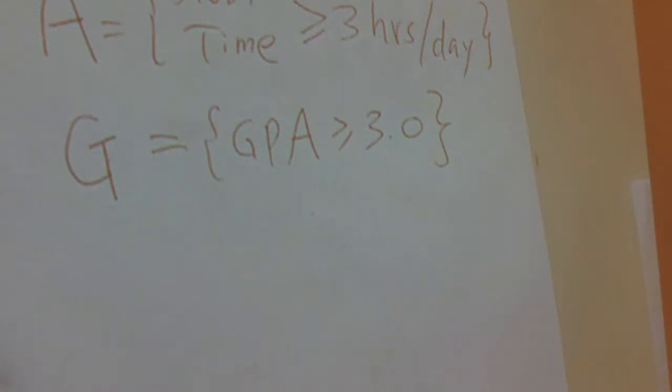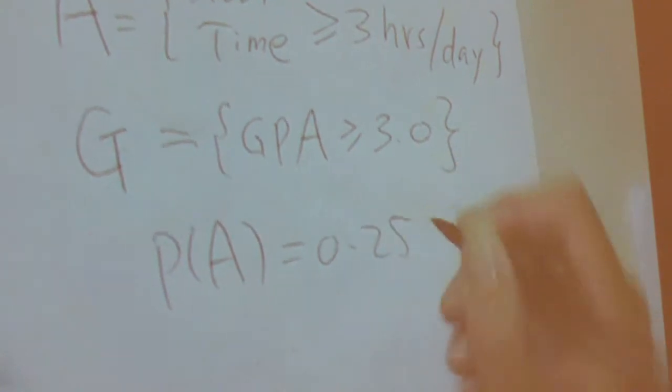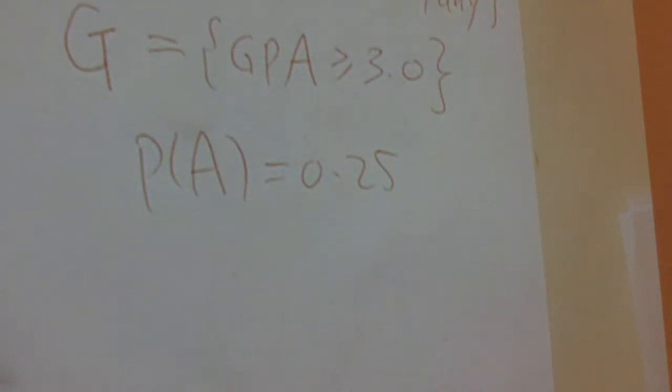Okay, so here we have 25%. 25% of students study at least 3 hours per day. So apparently P of A is 25% because the proportion is also the probability. Any questions? It's clear, right? Okay. How about the next number?